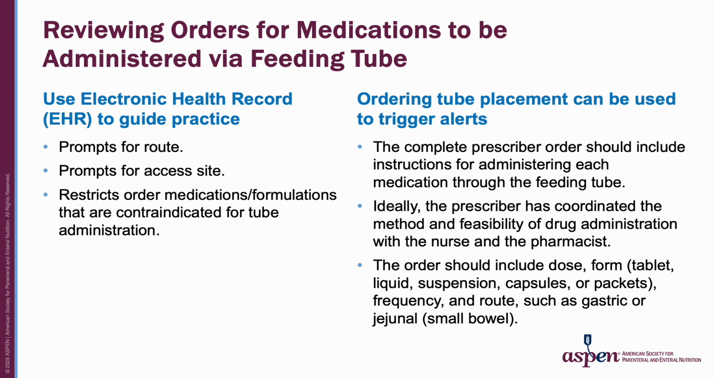The complete prescriber order should also include instructions for feeding tube administration of each medication. Ideally, the prescriber has coordinated the method and feasibility of drug administration with the nurse and the pharmacist. The order should include dose, form, for example, tablet, liquid, suspension, capsules, or packets, frequency, and route, such as gastric or jejunal.